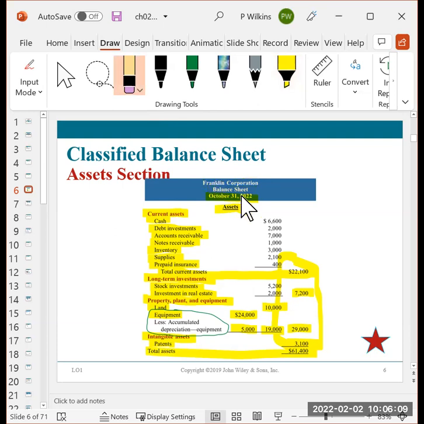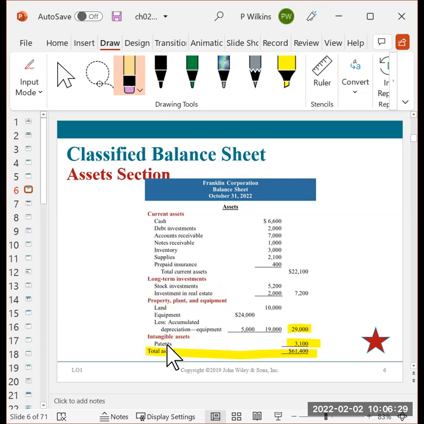Okay, so that is the asset section. The 19,000 comes from the equipment cost of 24,000 less $5,000, which is 19,000. So it's the equipment less the accumulated depreciation that gives us the current book value of 19,000. So that's the asset section.